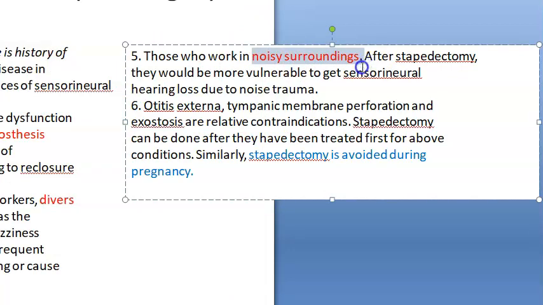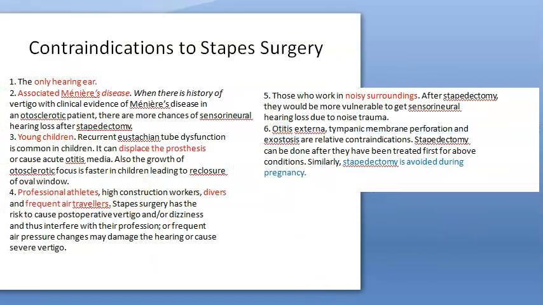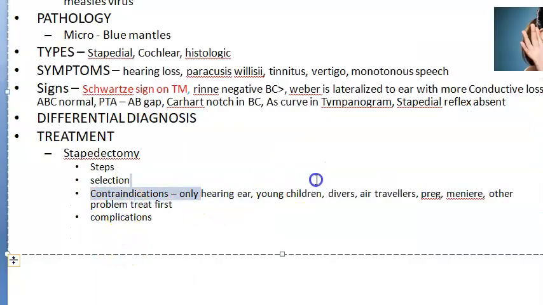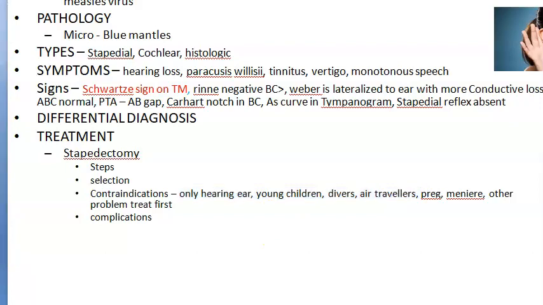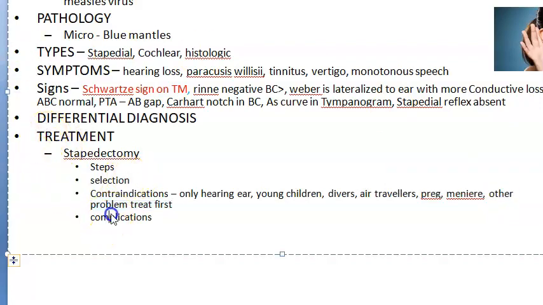People who work in noisy environments might anyway have sensory neural hearing loss, right? So in those people also you don't do it. Then if people have other problems in their ears like otitis externa, tympanic membrane perforation, exostosis, in such people also first fix the problem that they have. Don't do the surgery first, okay? So you understood the contraindications. What are the contraindications? Only hearing ear, young children, divers, air travelers, pregnant females. If they have Meniere's, don't do. If they have other problems, treat those problems first.